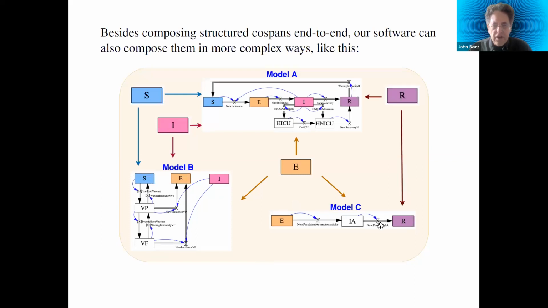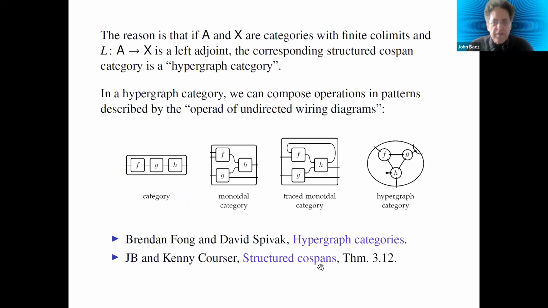We could have 3 different open StockFlow diagrams with some of the stocks repeated in various ones, and we may want to stick them together to form a single StockFlow diagram given by this kind of pattern. Well, we can do that because under some mild conditions listed here, structured cospan categories are always hypergraph categories.